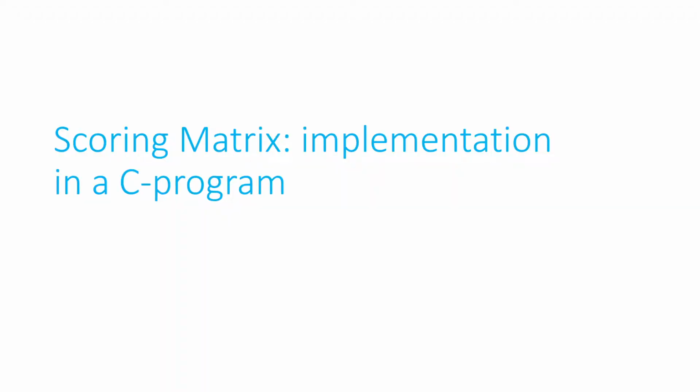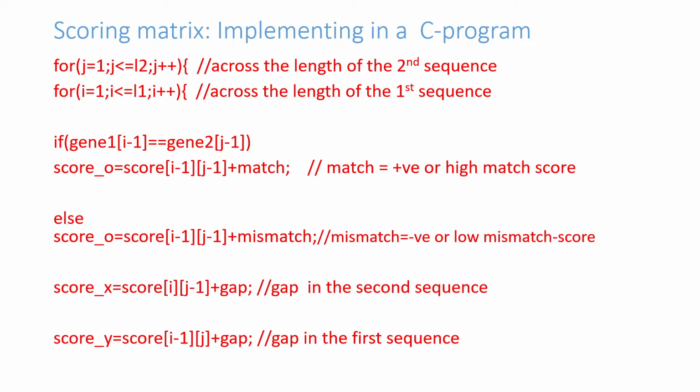So how did I implement this in the C program? The scoring matrix is so simple. I took two loops, one inside the other, a nested loop. You can see I have two conditions. If the two letters are equal, gene1[i-1] is equal to gene2[j-1], then it's a match. Then I add the match score plus the diagonal score to give the score of the present cell.